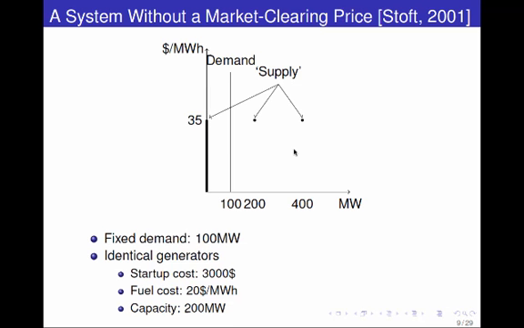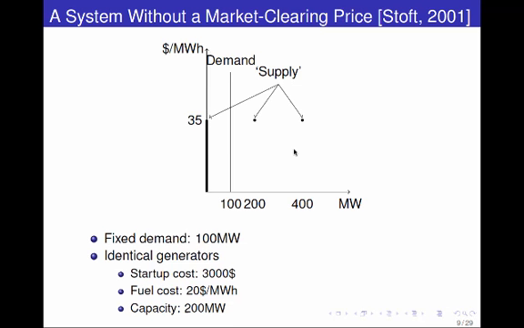So basically that's what you're seeing in this figure here. Any price below 35, if that's the price that the system operator announces, nobody will be interested in it. There will be no supply available. That's the dark line here.